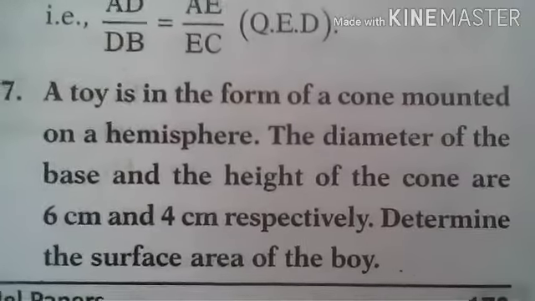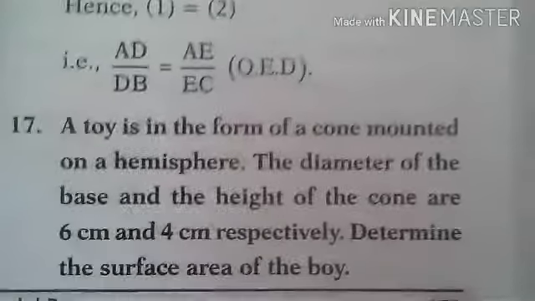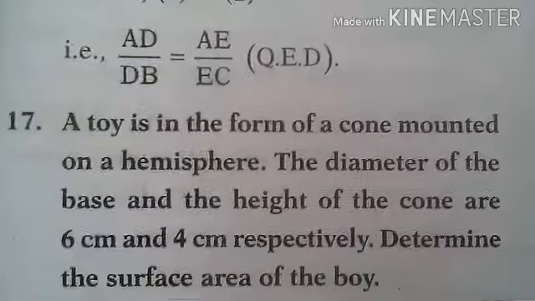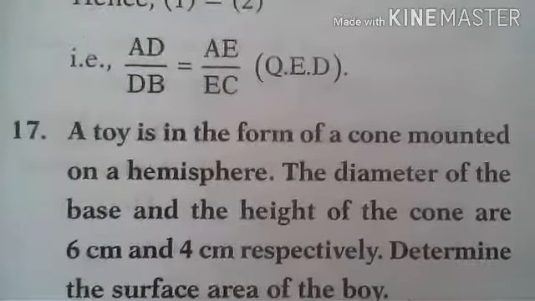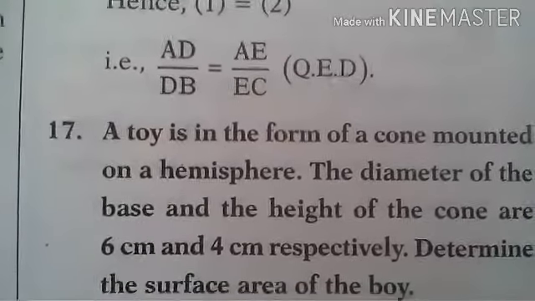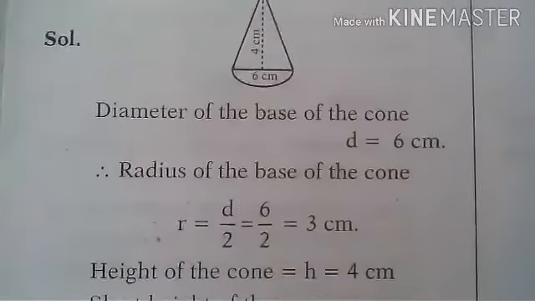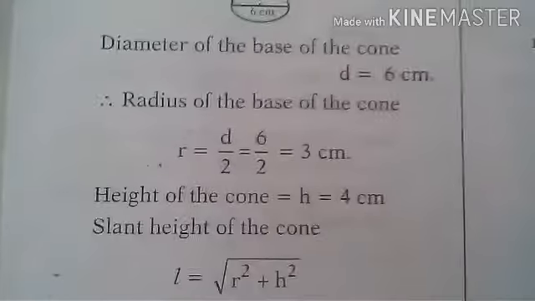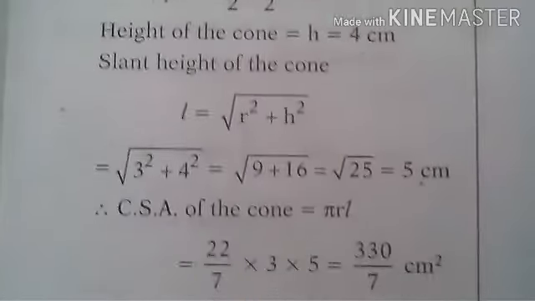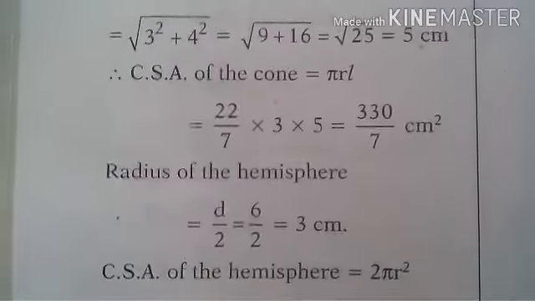A toy is in the form of cone mounted on a hemisphere. The diameter of the base and the height of the cone are 6 and 4 centimeters respectively. Determine the surface area of the toy. So diameter 6 centimeters, radius 3 centimeters, height 4 centimeters, slant height is equal to 5 centimeters. CSA of cone is equal to pi r l. So we will get 330 by 7 centimeters square.